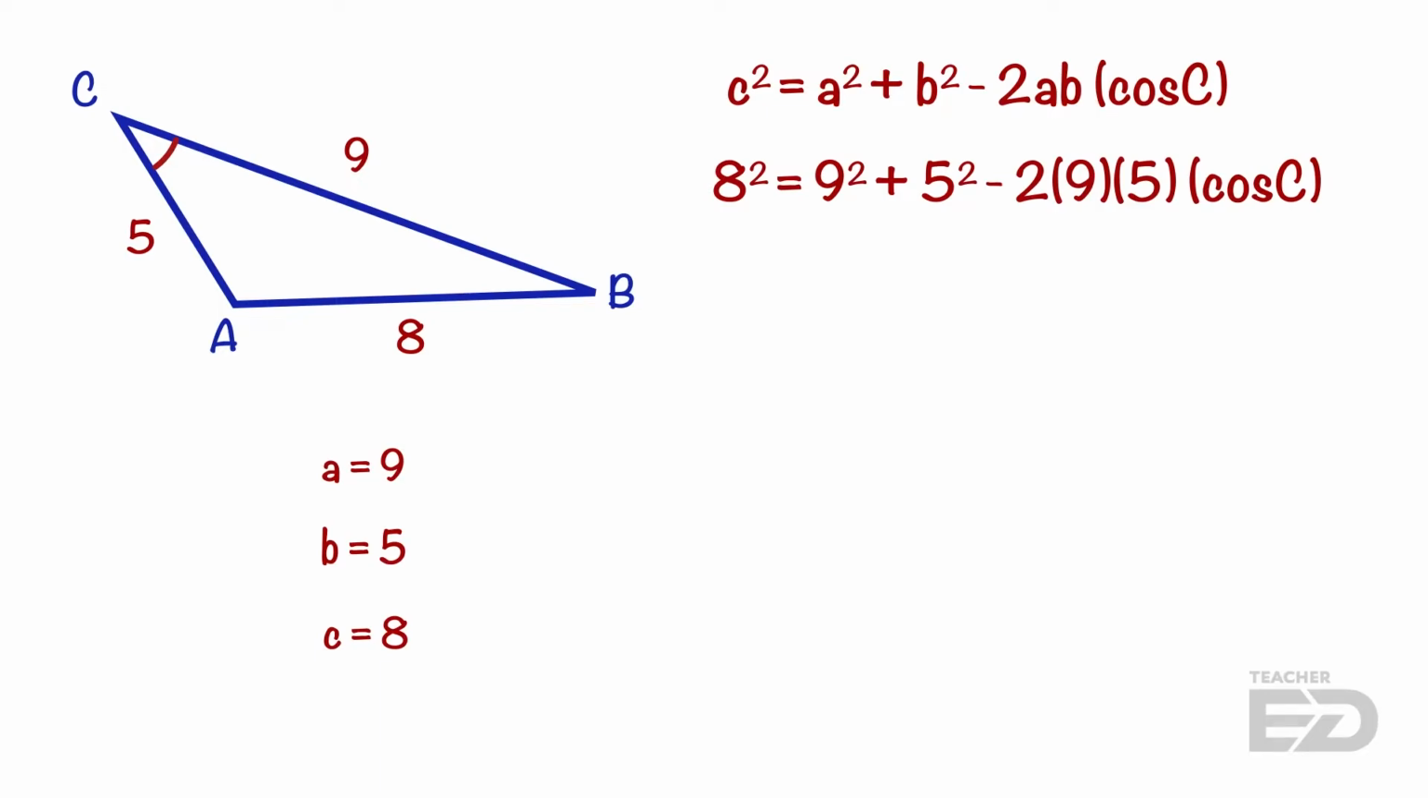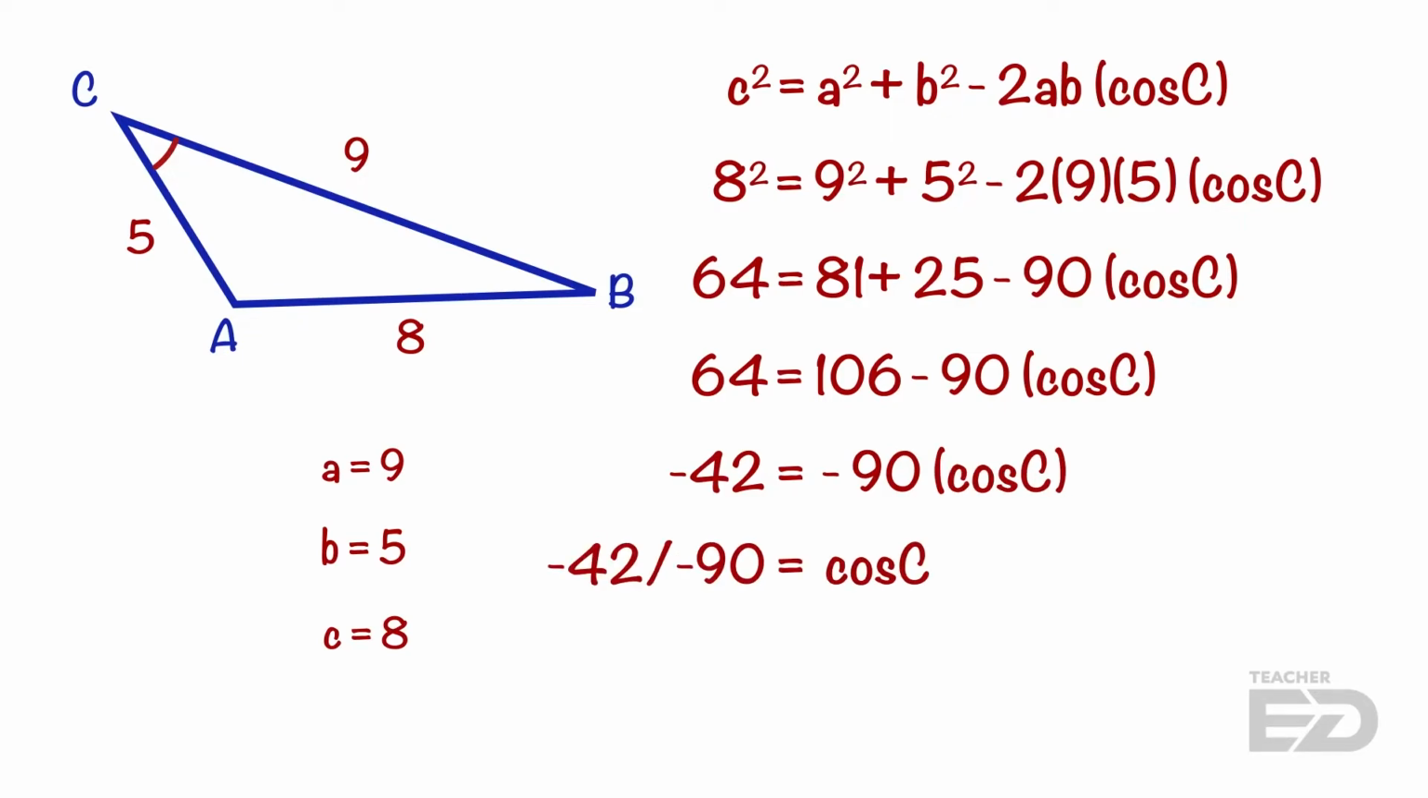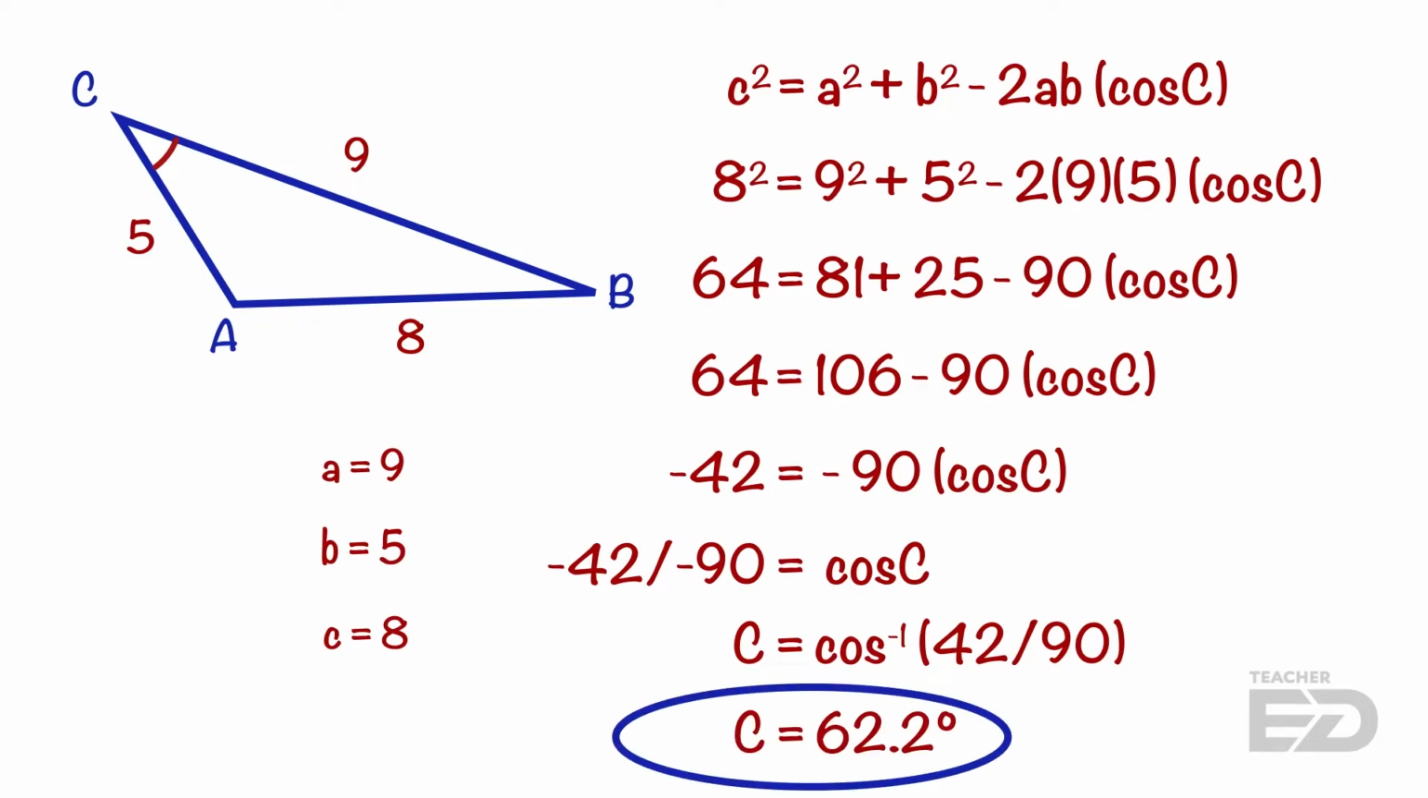First, we'll work out the exponents and multiplication to get 64 equals 81 plus 25 minus 90 times cosine of C. Next, subtract 106 from both sides, and then divide both sides by negative 90 to isolate the term cosine C. We can use the cosine to the negative 1 function on our calculator to find our angle of 62.2 degrees.